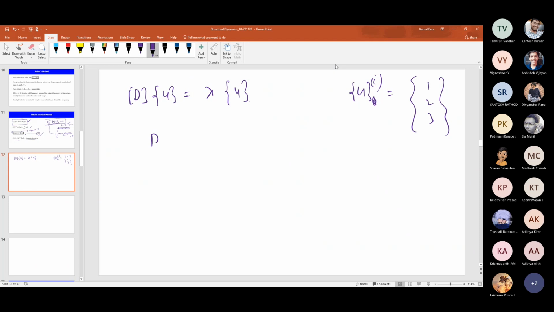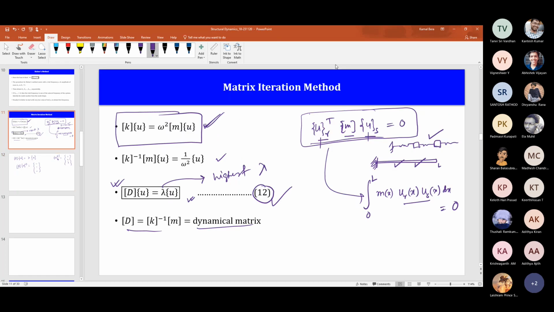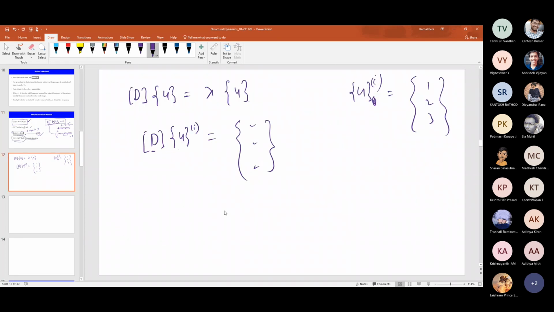Then you obtain the value of D into that u_i, the first iteration. We'll get some vector. I am giving 3 by 3 as an example. We multiply by D. What is D? D is k inverse m, the dynamical matrix. So we choose a trial, anything, doesn't matter, and then you obtain this vector.